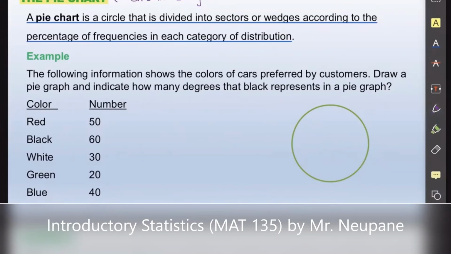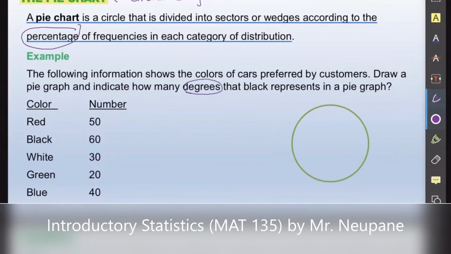Okay. So now what we are going to do is, in order to create the pie diagram, we need either the percentage or we need the degrees. So how we are going to find this, it's not that difficult. Around a circle, how many degrees are there? 360 degrees. The total is 360 degrees.